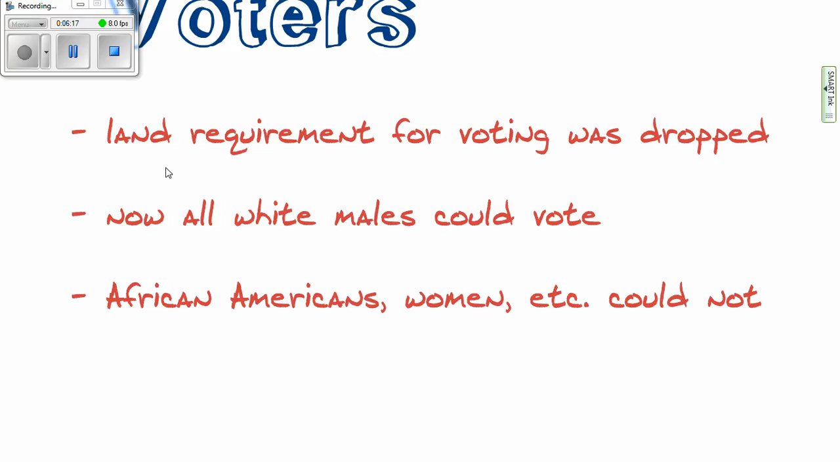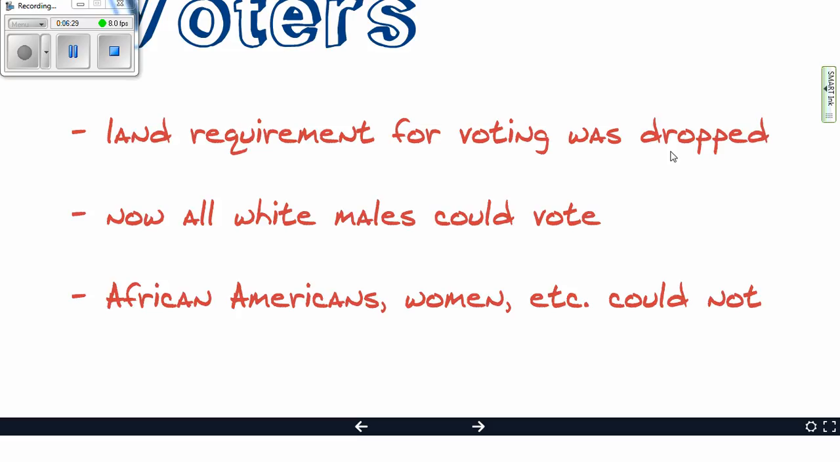So, because of the huge amount of land available, that land requirement for voting was actually dropped in all places. So you no longer had to own land to vote. They made a law that all white males could vote. And while that gave the right to vote to a lot of people who could not vote before, it also took away the rights of African Americans, women, and Native Americans, who had previously been able to vote because they owned land, but now under the new law were not able to vote.